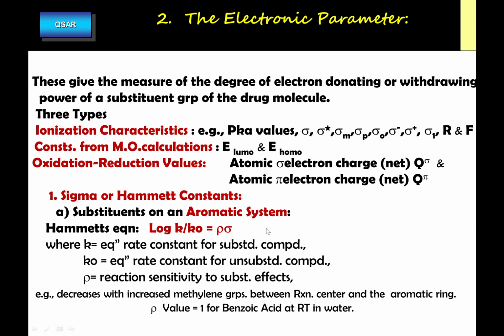And what is sigma? It is, for example, the ratio of the dissociation constant of the substituted versus the non-substituted benzoic acid or that type of compounds, and it is correlated with sigma by a rate sensitivity effect expressing constant rho. For benzoic acid, the value of rho is just 1.